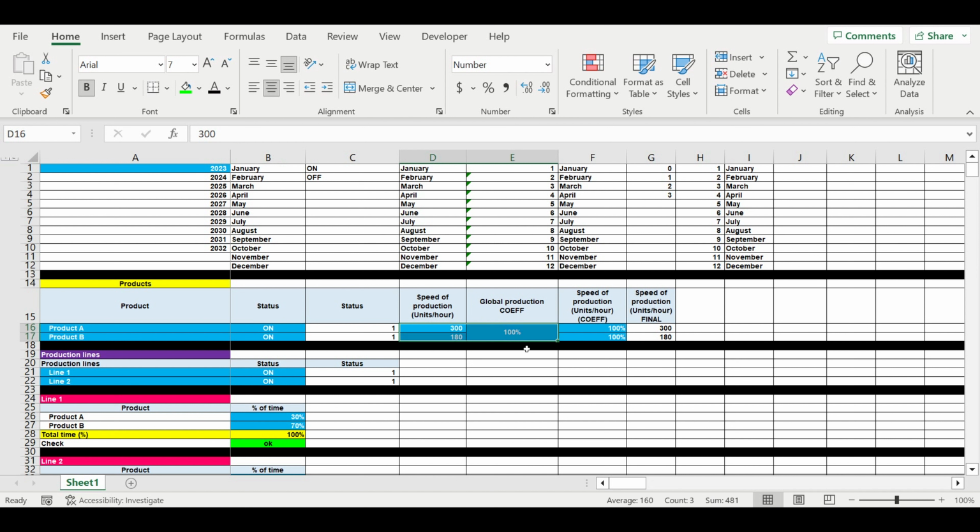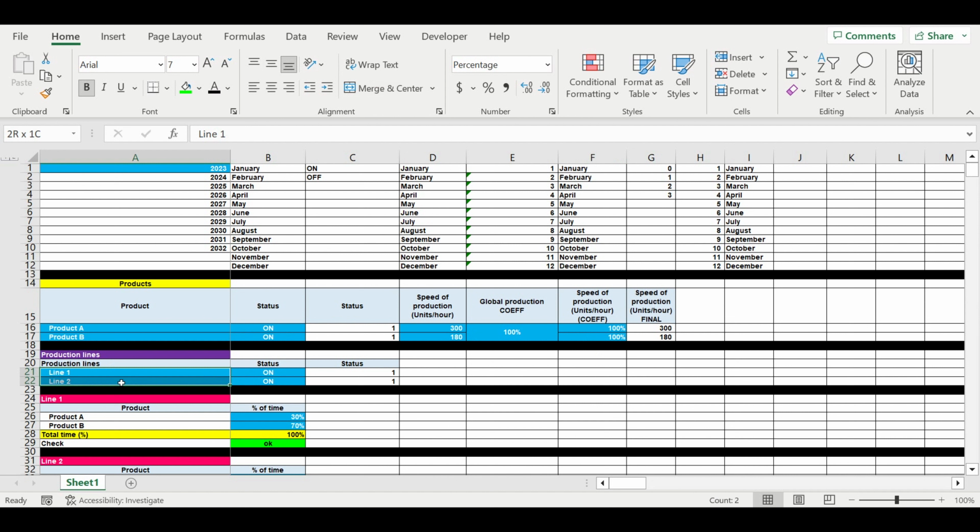Here we can specify how many units of product A and product B are being produced hourly during our manufacturing process. We have a global coefficient for this parameter and a local coefficient for each product. We will need these coefficients later during scenario modeling.